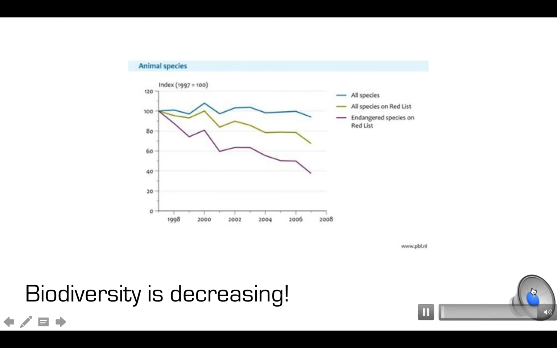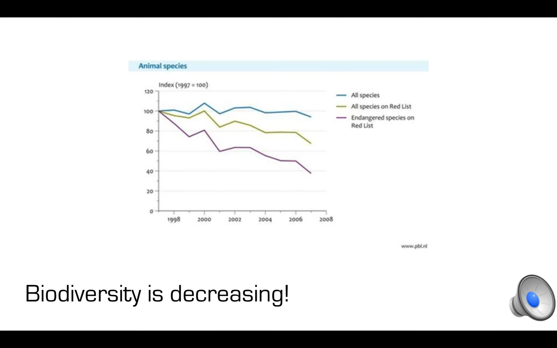So now that you have a firm grasp on what biodiversity is, it's important to know how rapidly it is decreasing. This graph focuses on only animal species and is a great example of the decreasing rate. In 1997, they collected a lot of data and created that index. So that data was the 100 index. Everything less than that is an index less than 100. Anything above that, again, is an index over 100.